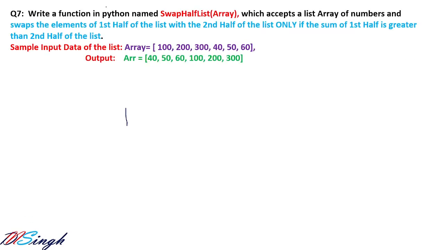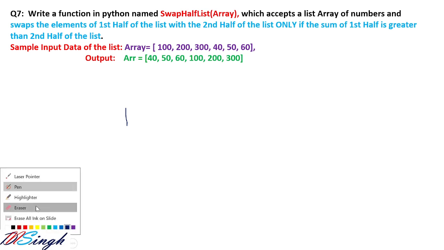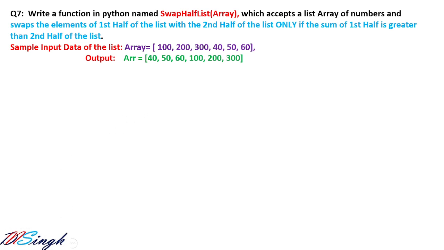Going to question number 7. Here write a function in Python named swap half list. So it is going to swap the half list, but when to swap? Accept a list or array of numbers and swap the elements of the first half of the list with the second half only if the sum of the first half is greater than the second half.